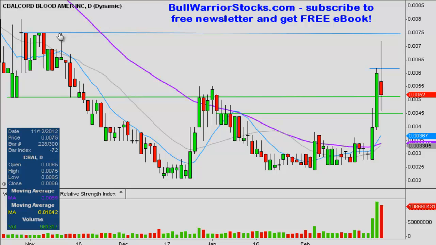So again, keep an eye on these levels, but for the time being, as long as the price continues to put in those higher lows, then it's going to continue to pop up on more and more people's scanners.